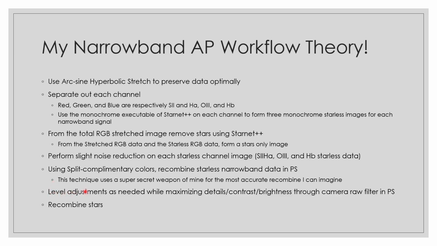And then through that process, as I'm doing this recombine process, I'm always doing level adjustments as needed while maximizing details, contrast, brightness through like Photoshop's camera raw filter. And then at the very end, once I'm satisfied, I recombine the stars from the stars only image that I formed from my RGB images. And that's my narrowband AP workflow theory. This is my whole foundation and basis to how I came to producing my narrowband images.